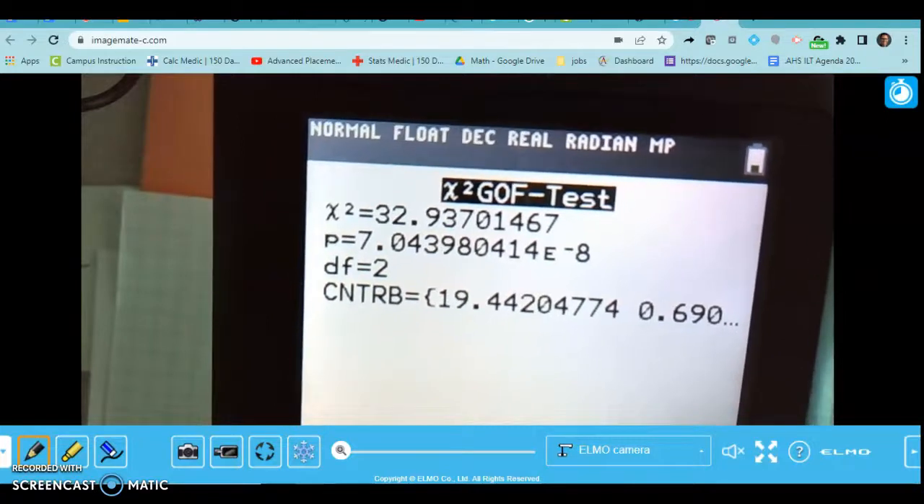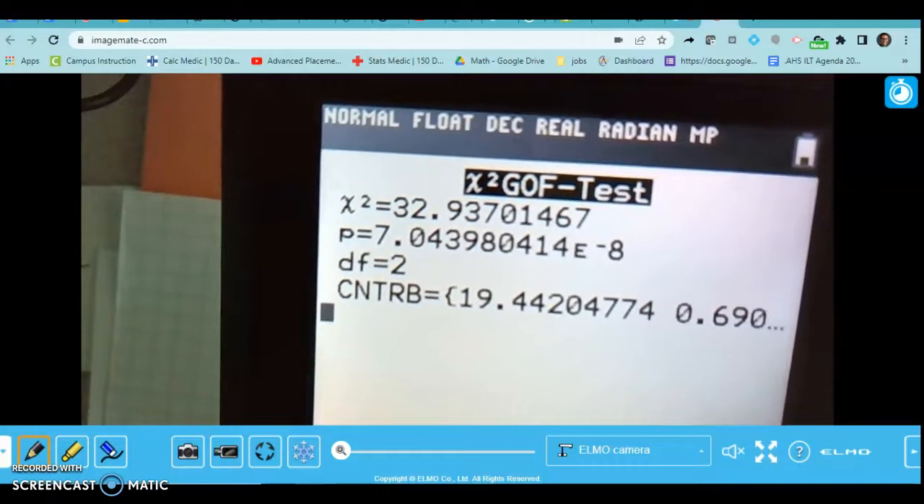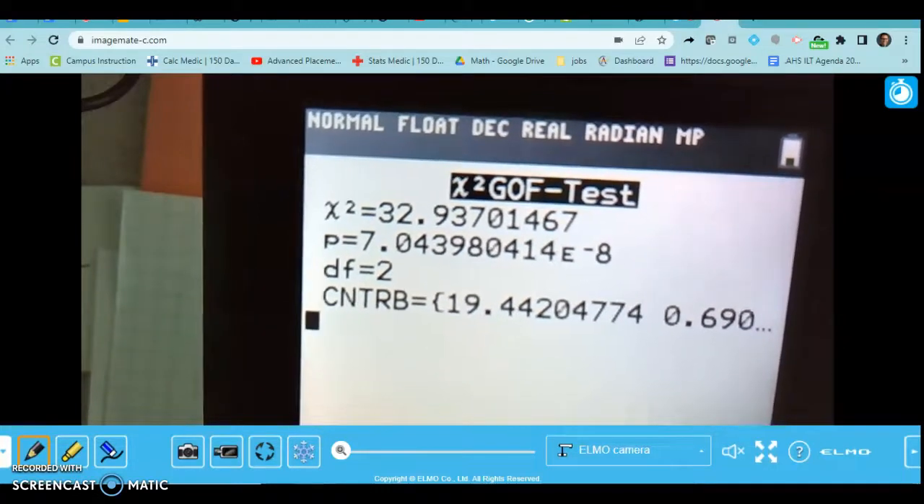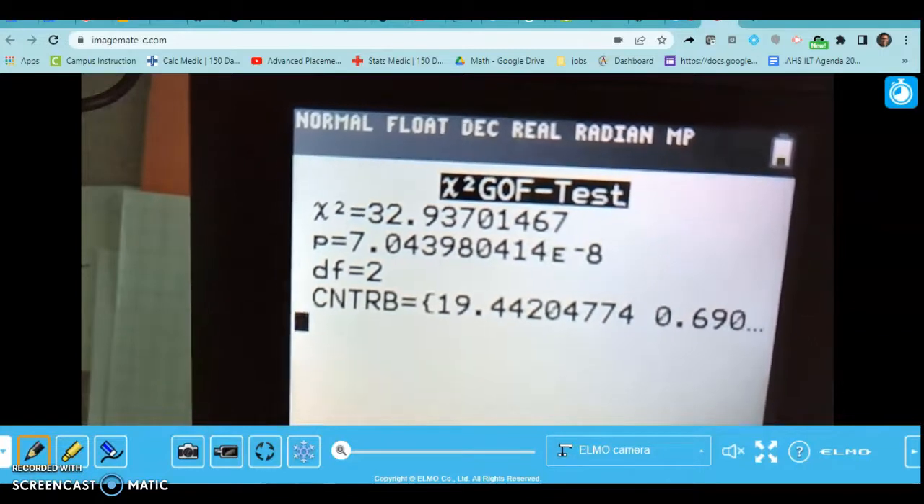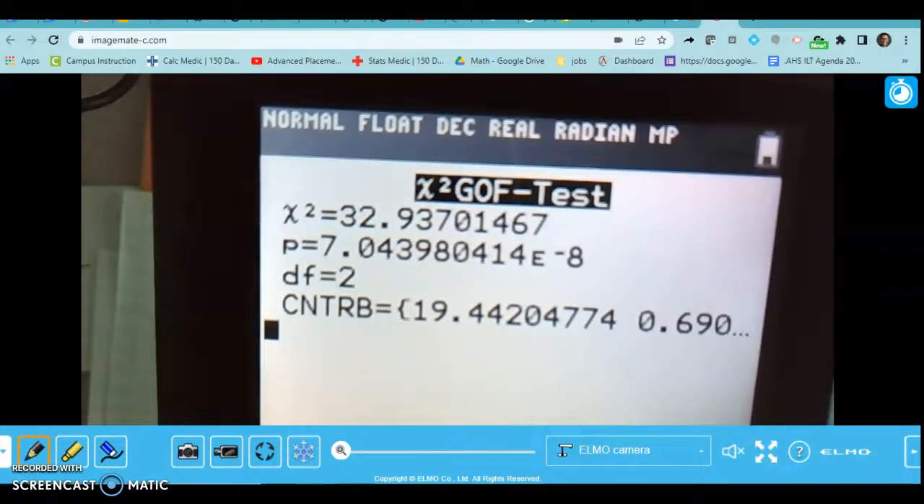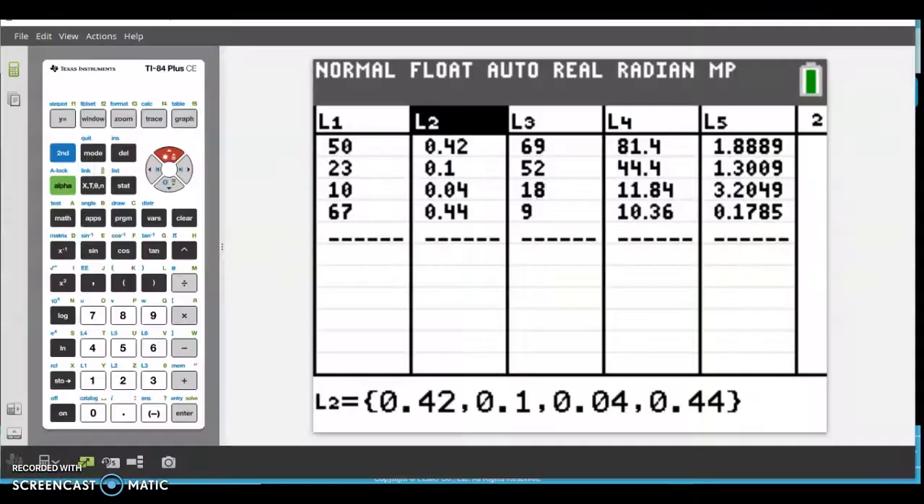We get a p-value of 0.000000704. In other words, it is very, very unlikely we get results like this if the null hypothesis is true, that they were equally distributed. So that p-value is less than 0.05, certainly also less than 0.01, and less than 0.0001. Correct answer for number 2 is A.